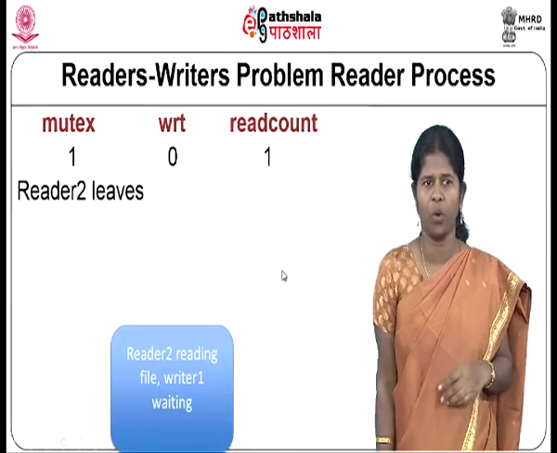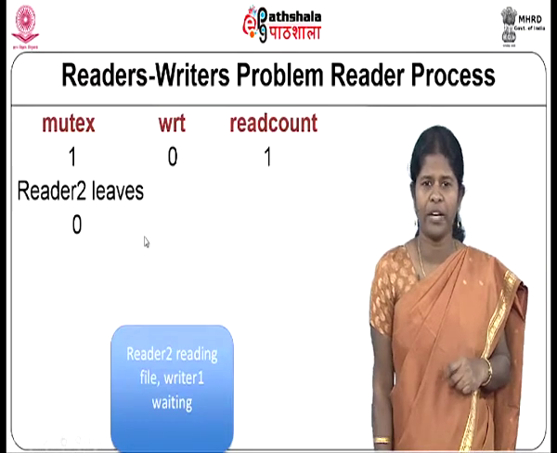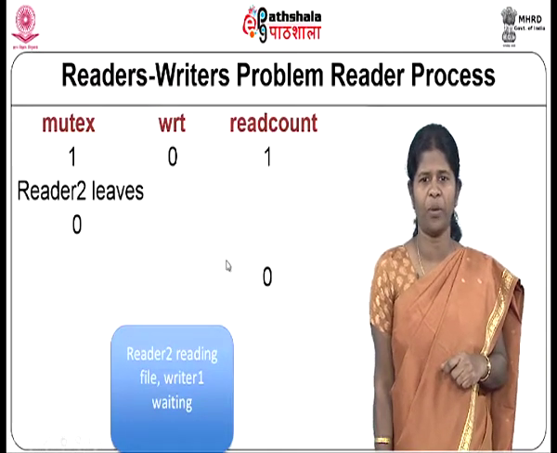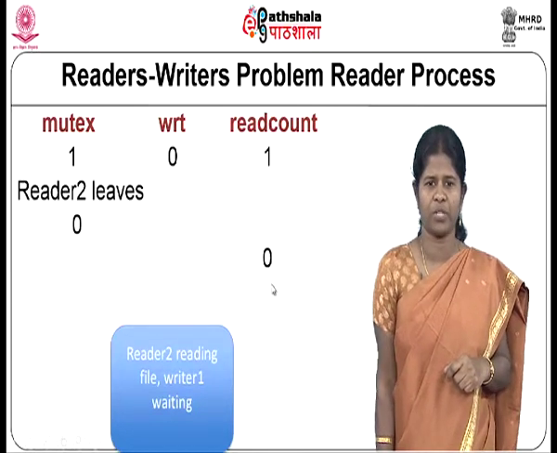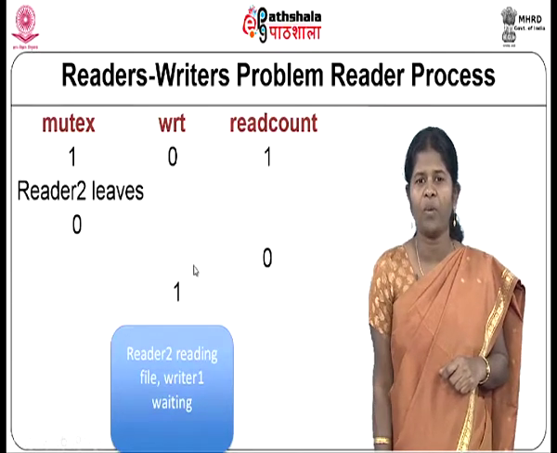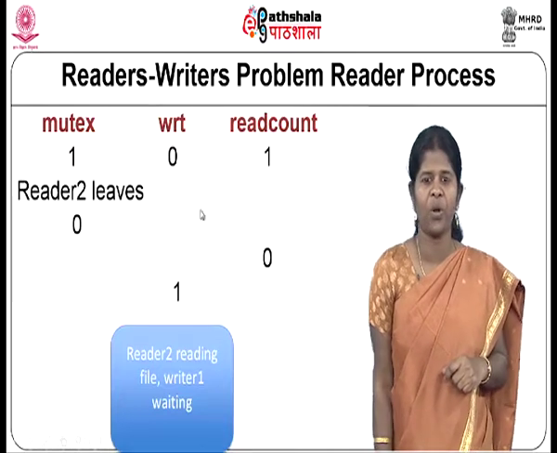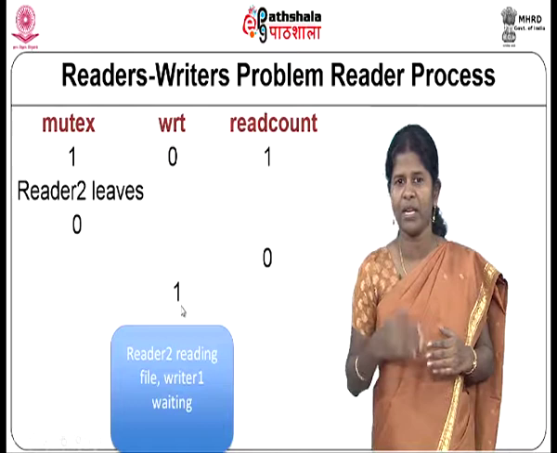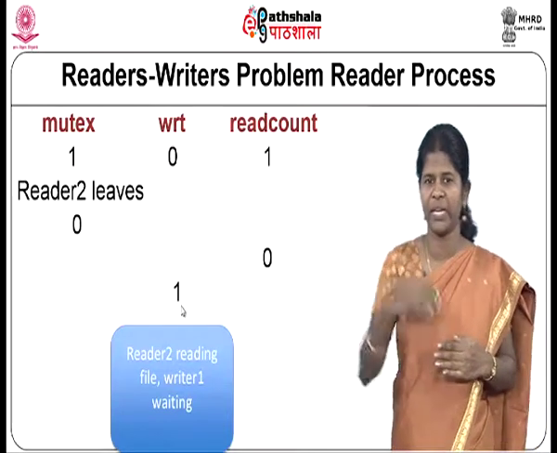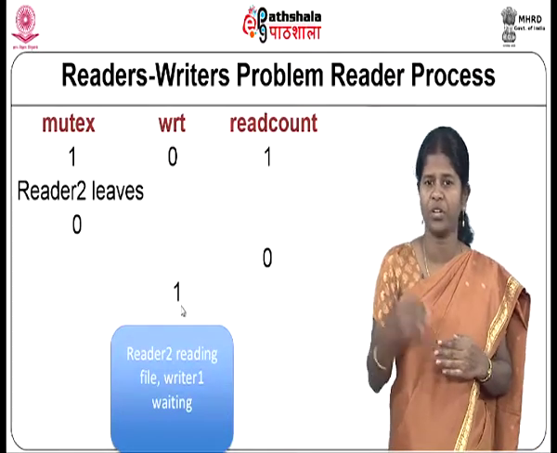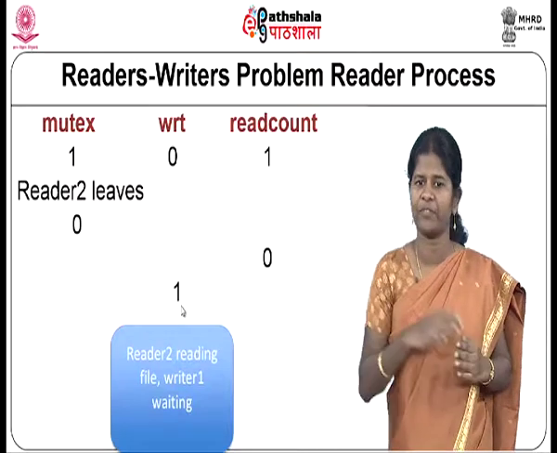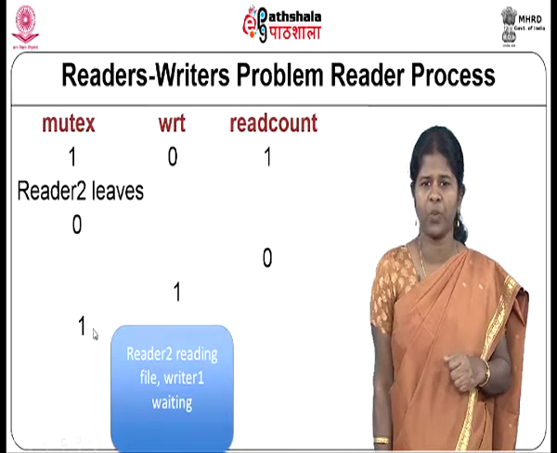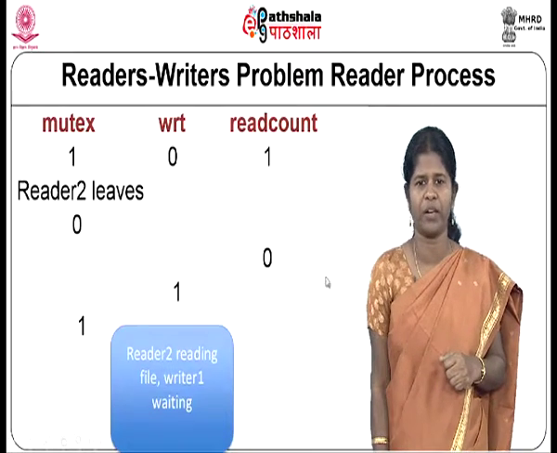Now, say reader 2 also leaves. Reader 2 will have to decrement the read count, so it changes the value of mutex to 0, decrements the read count to 0, and now because read count becomes 0, it will have to signal WRT because this is the last reader. It will have to signal WRT, increase the value of WRT semaphore so that the writer can write after this reader process leaves. And reader changes mutex to 1 because it has changed the read count value.